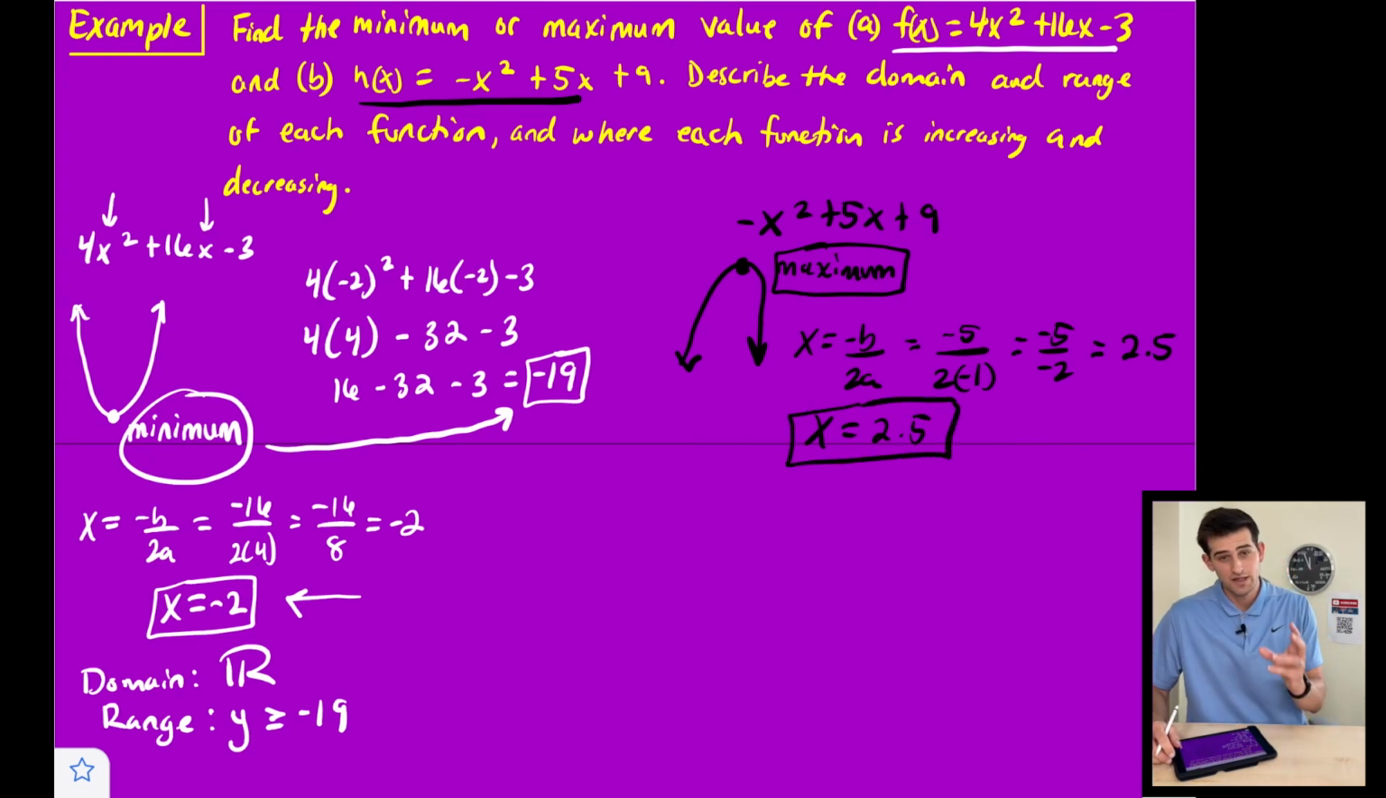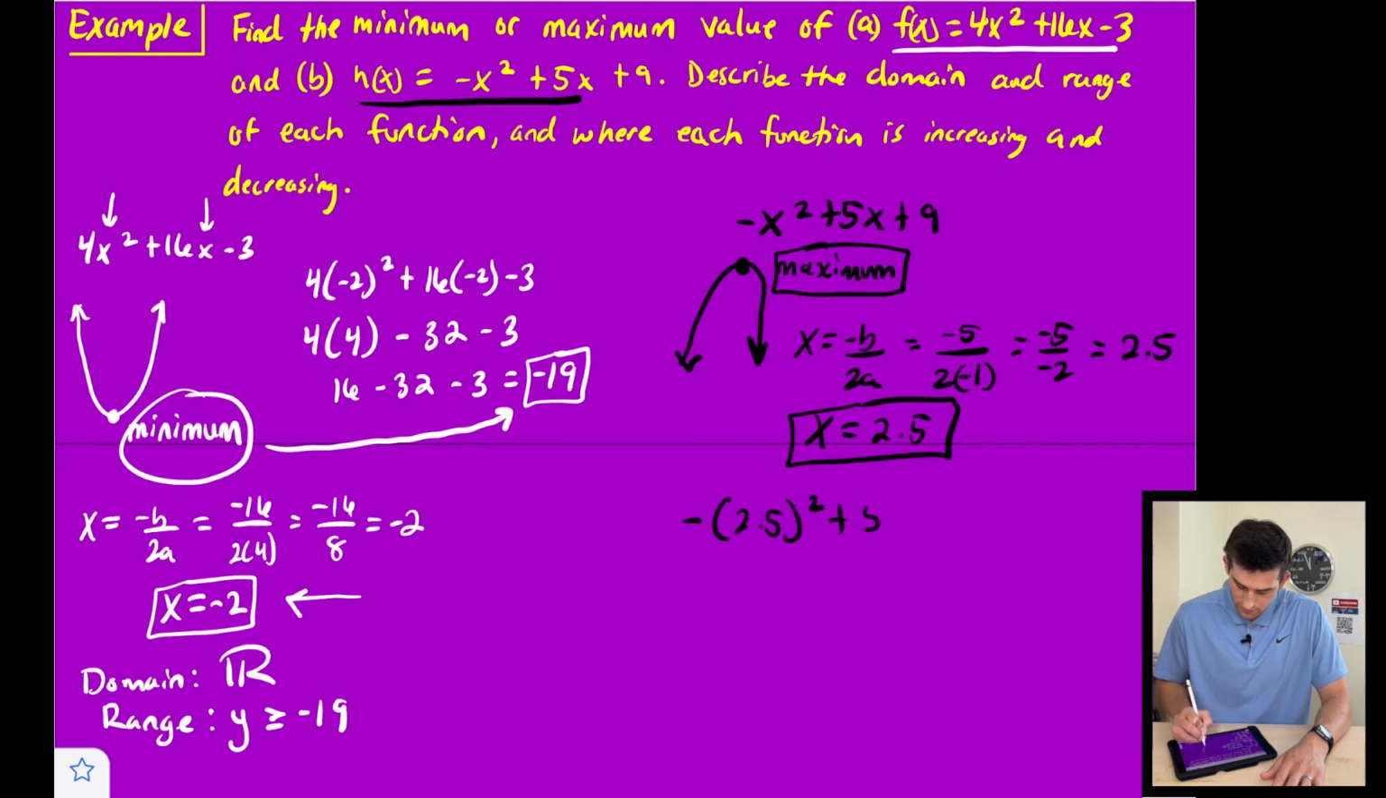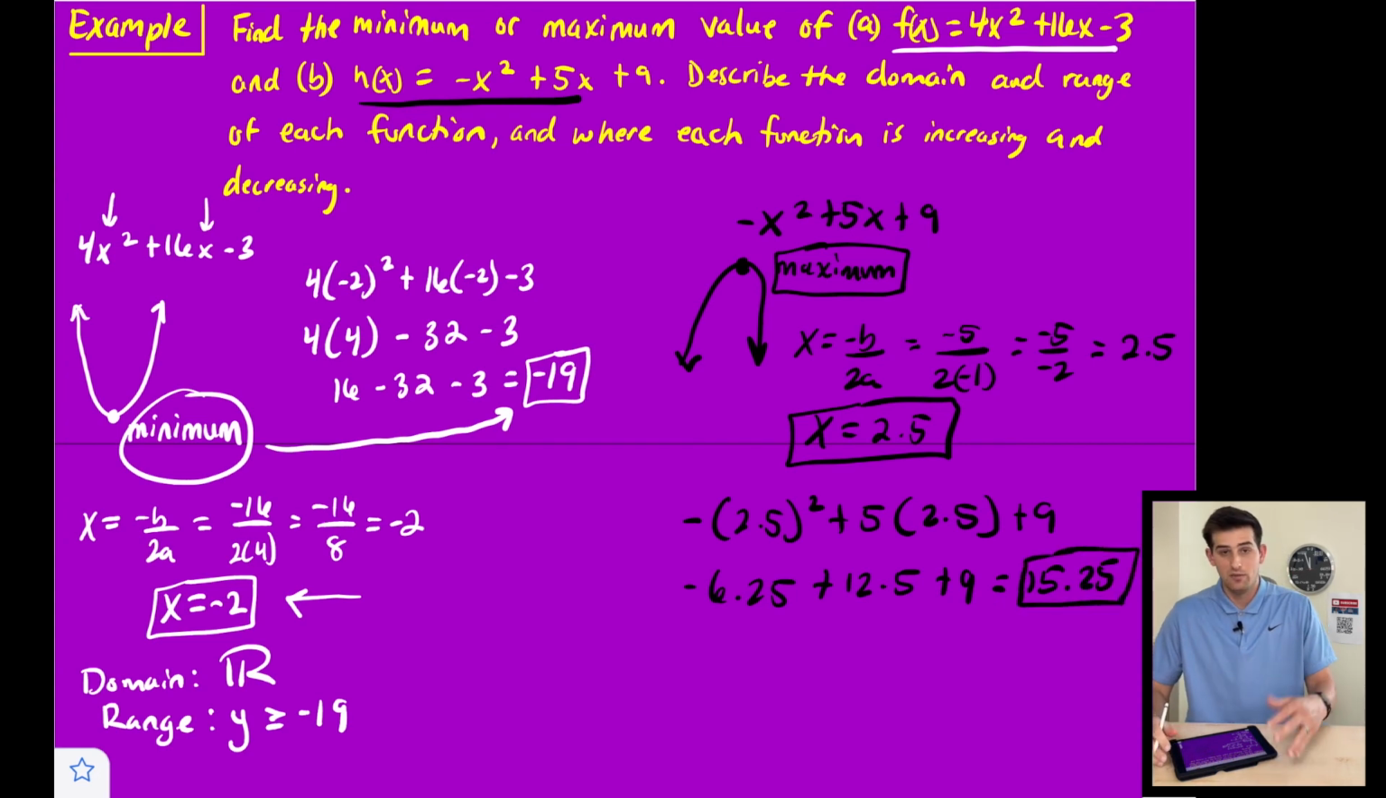So now we're going to plug that back into our original equation to solve for y, and that's going to be our minimum value, or excuse me, maximum in this case. So now we have negative 2.5 squared plus 5 times 2.5, and then plus 9. So 2.5 squared gives us 6.25, and then we make it negative. 5 times 2.5 will give us 12.5, and then we add 9. So we do the math on this, and we're going to get 15.25, and that would be our maximum value.